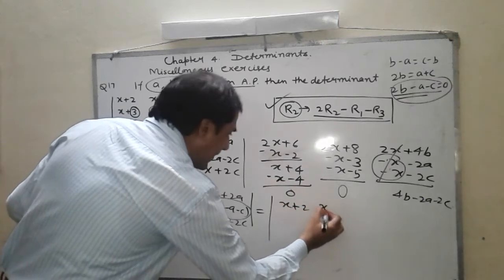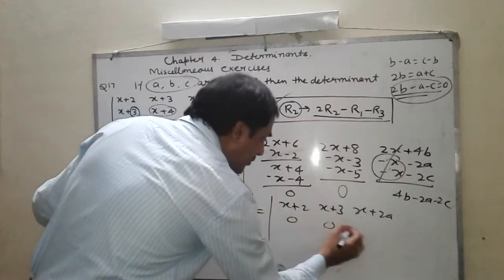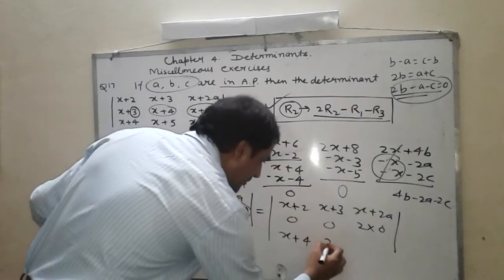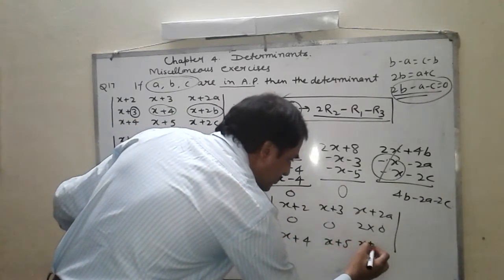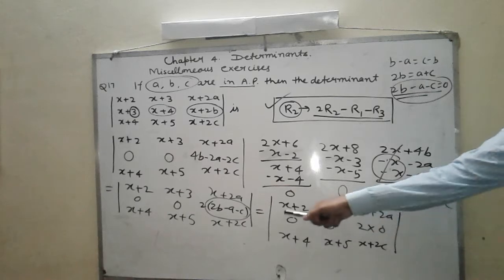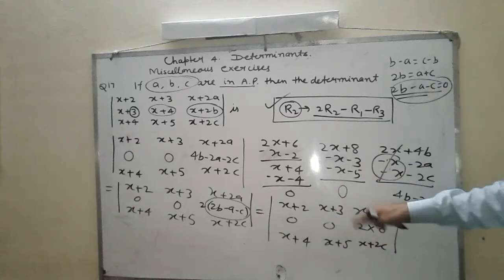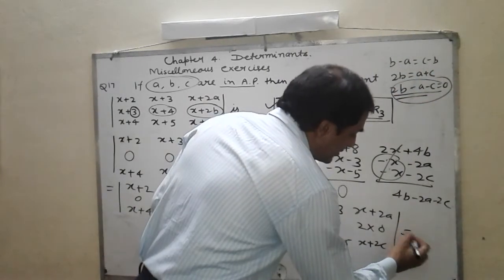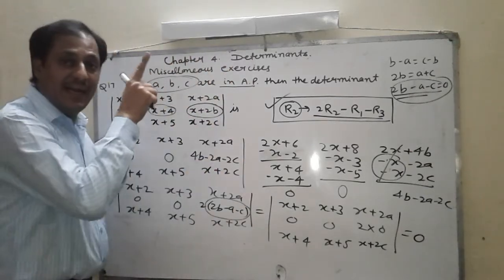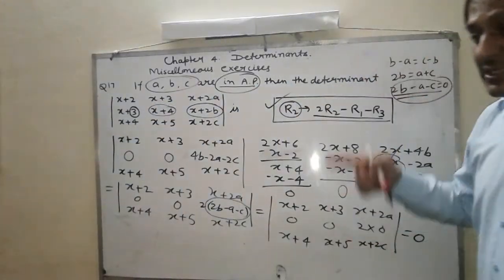So the determinant is x plus 2, x plus 3, x plus 2a in the first row, then 0, 0, 0, and the last row x plus 4, x plus 5, x plus 2c. All the elements of the second row are 0, 0 and 0. It means the value of this determinant will be equal to 0 if A, B and C are in AP.